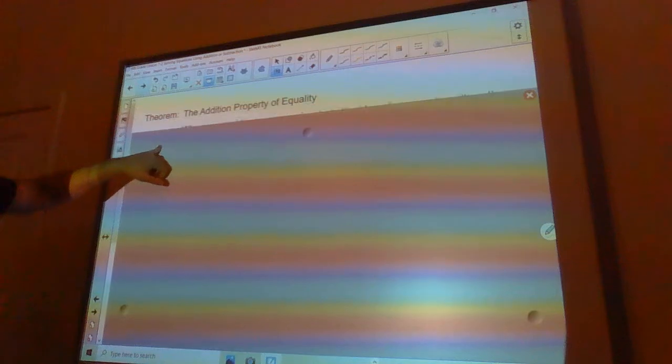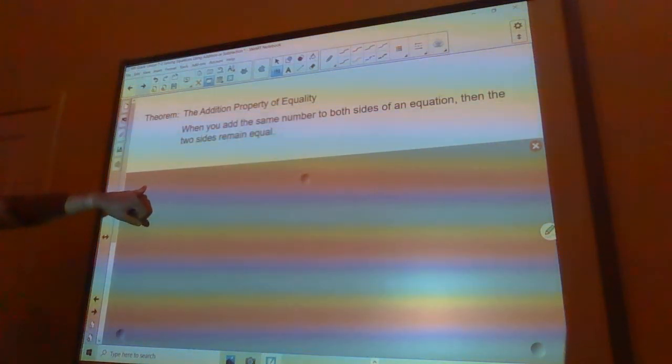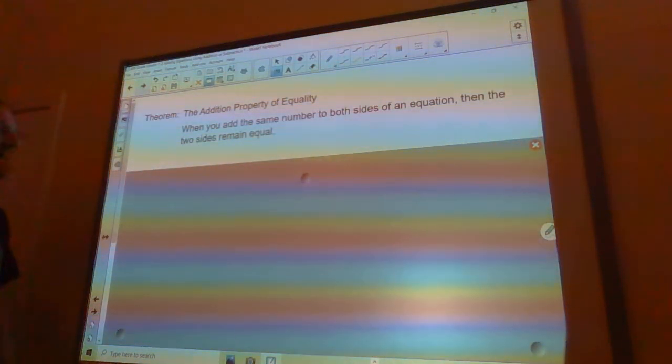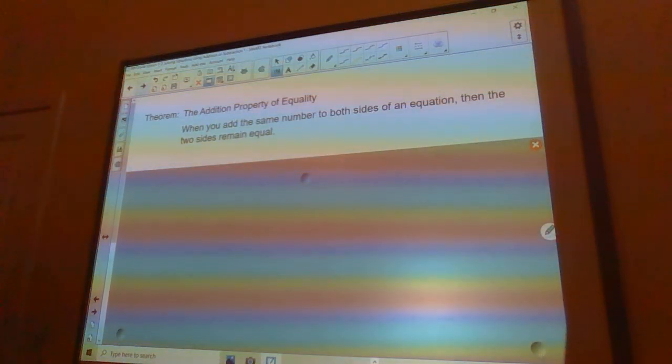Okay, the addition property of equality, this is a super important theorem right here. When you add the same number to both sides of an equation, then the two sides remain equal.